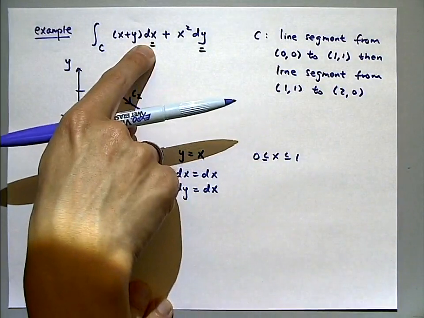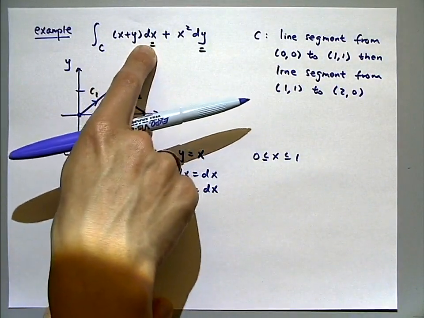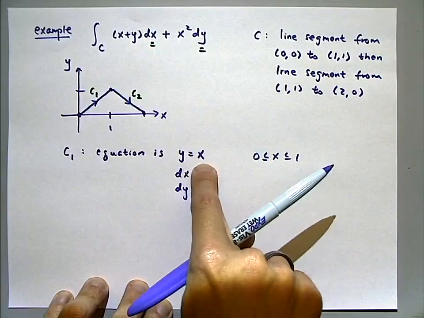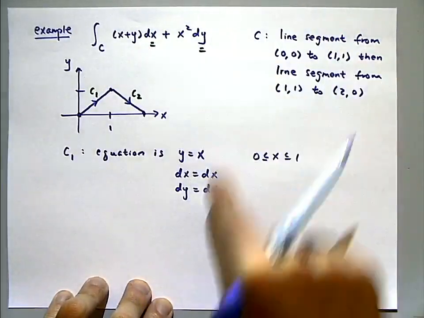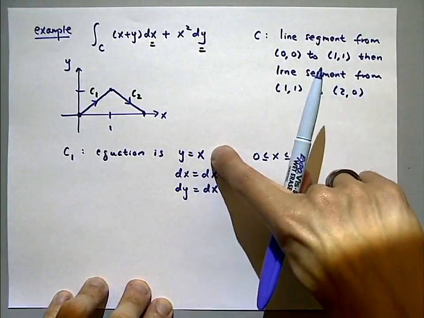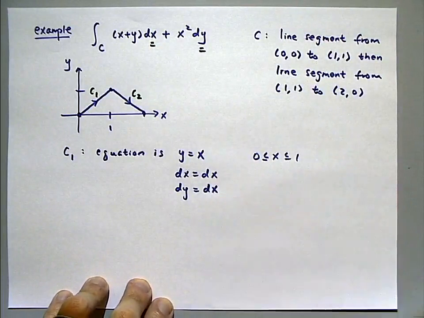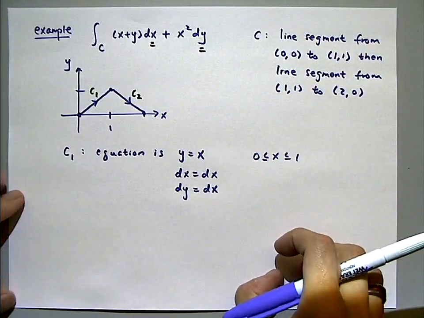And if you take the derivative of this equation, then dy is also dx. So I can take care of the dx, just dx. I can take care of the y because y equals x. And then dy is equal to dx, because the derivative of y = x is 1, so dy is dx.